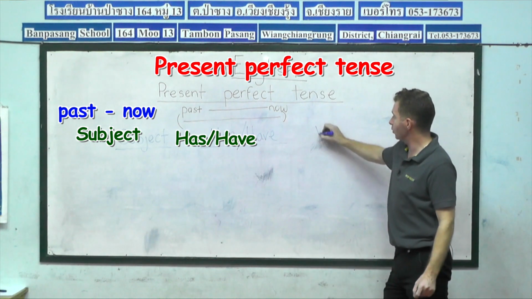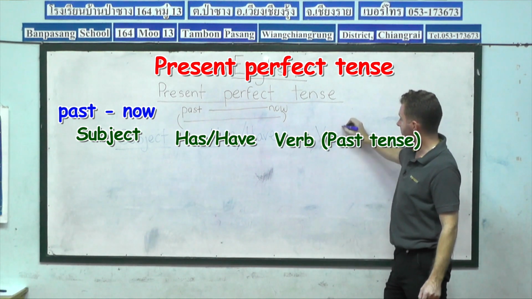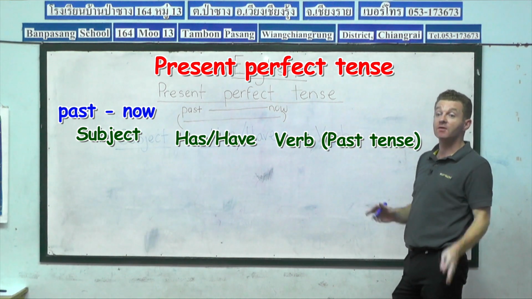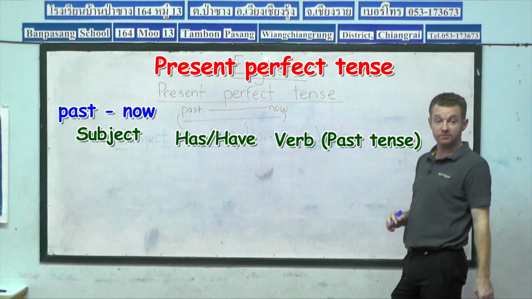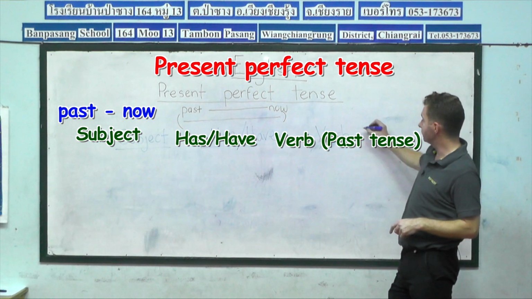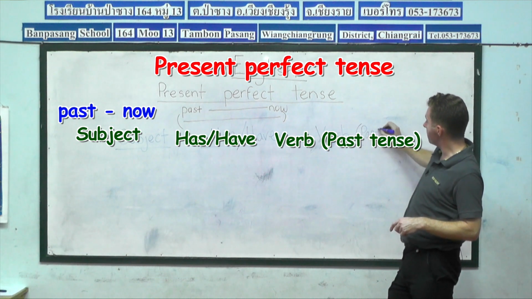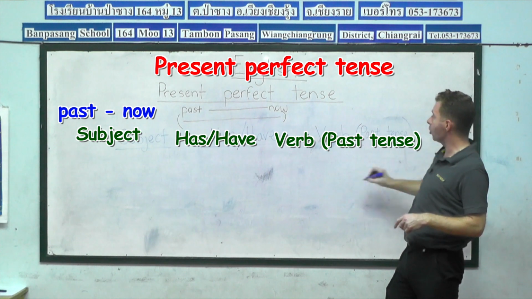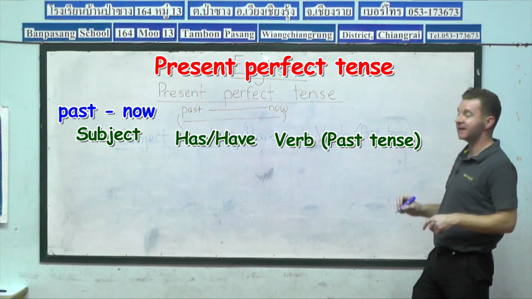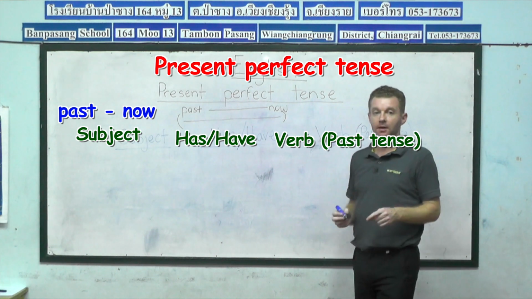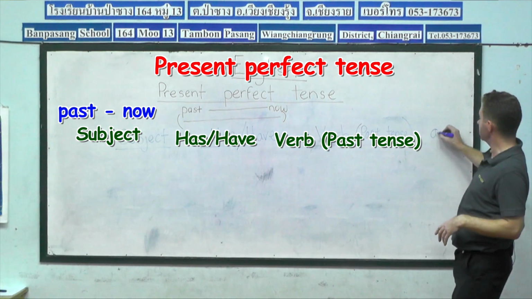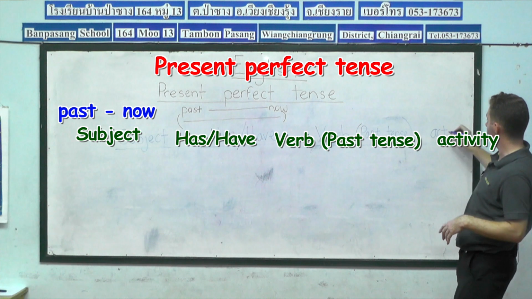And then our third word, guys, is our verb. Now we know verb words already. Verb words are action words, things that we do. And the verb word is always past tense. We always use the past tense of the verb. And then the final thing is the activity, the thing that we are doing with the verb.